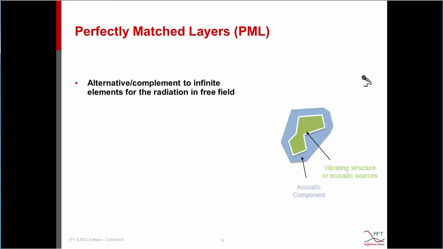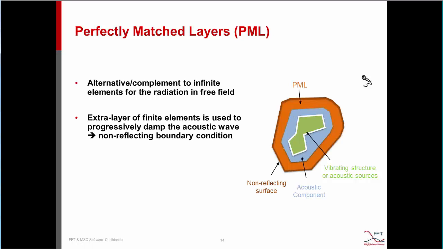The second technology that is available in Actran is the perfectly matched layer technology, or PML. This method is an alternative or a complement to infinite elements for the radiation in free field. In this case, we still have our vibrating structure here in green, our coupling surface around it, and our acoustic components, some finite elements in the near field. And what we will do is add an extra layer of finite elements to progressively damp the acoustic wave. And then, if we want to have results in the far field, we use the Ffowcs Williams-Hawkings integral that is directly integrated inside Actran.